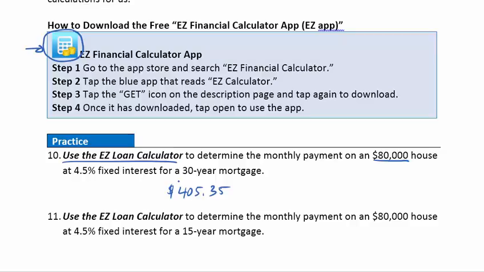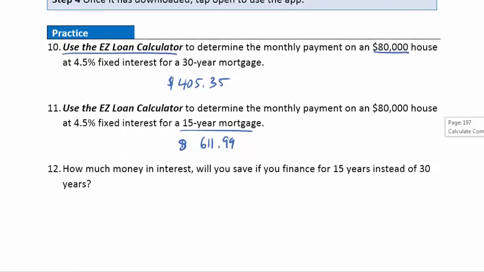All right. And again, now we're going to use the Easy Loan Calculator to determine the monthly payment on an $80,000 house. The only thing we're going to change now is we're going to do a 15-year mortgage. So I don't have to clear everything. I just go back up under the loan terms and hit 15 and then hit calculate. And so let's see here. We're going to get $611.99. So a little bit more than $200 more for a 15-year mortgage.